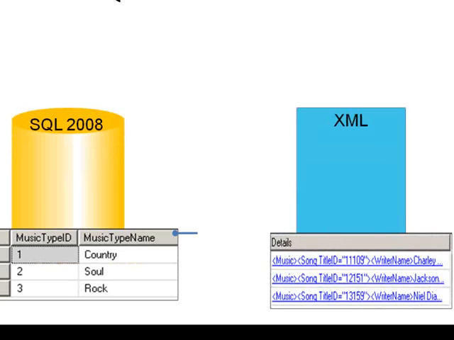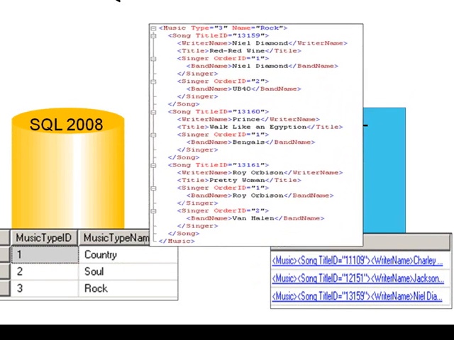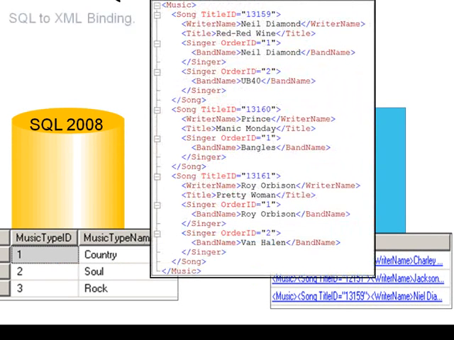You can also combine SQL and XML in the same manner to produce an XML result set of the exact same data. In this case, we are binding SQL to XML to produce an XML result set. This is what we're going to learn in this chapter.